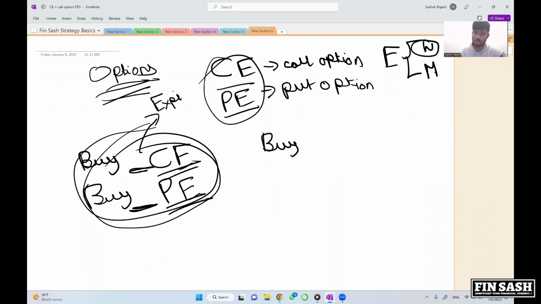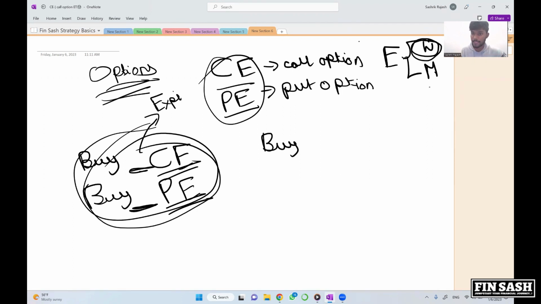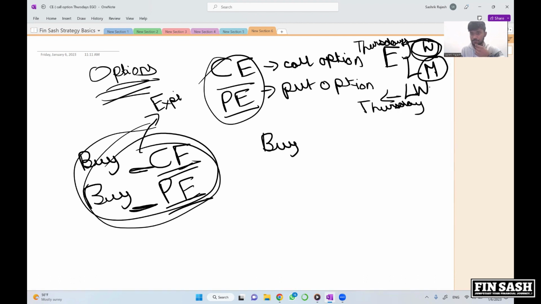So you need to close your option position before every Thursday if you choose the weekly expiry, and if you choose a monthly expiry, it's the Thursday of the last week of the month, basically, right? So if it's a weekly option, it's every Thursday. And if it's a monthly option, it's the Thursday of the last week of the month, right? So that's what expiry is.